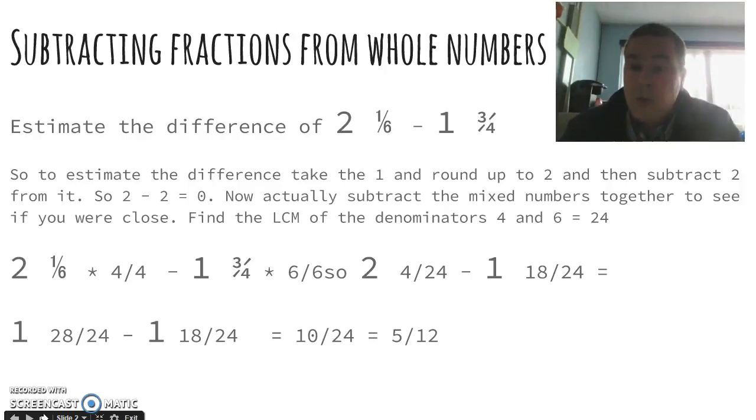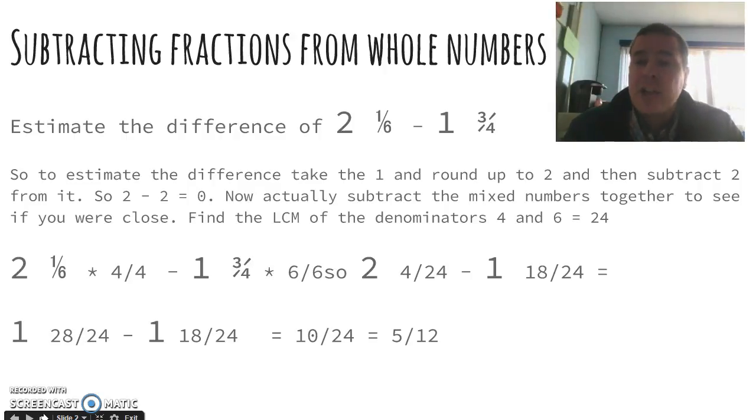So our actual answer, if we were to subtract these two mixed numbers, is going to be somewhere close to 0, meaning it's going to be less than 1. If you get a mixed number greater than 1, then you aren't doing the problem correctly, and you need to re-look at it. All this estimation is doing is giving us about where our answer is going to be. That's what an estimation is.